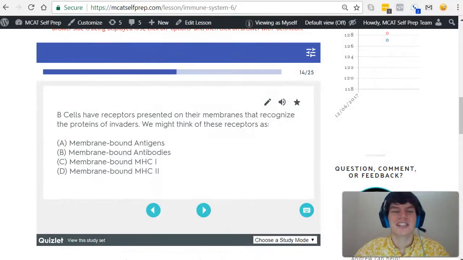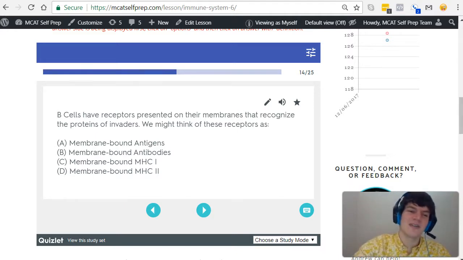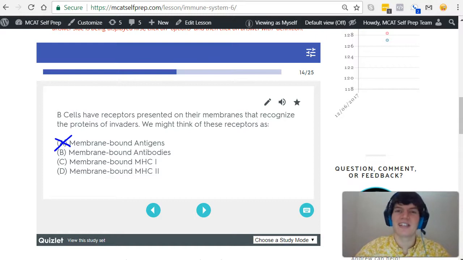Let's take a second look at the question stem. B cells have receptors presented on their membranes that recognize the proteins of invaders. We might think of these receptors as membrane-bound antigens? I don't think so. Antigens are what we're trying to recognize, right? What about B, membrane-bound antibodies? That sounds like a pretty good answer. Antibodies recognize antigens, so perhaps these are like antibodies that are stuck on the cell surface. Sounds pretty good to me, but let's check out C and D first.